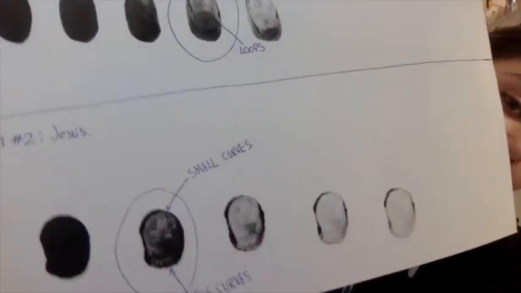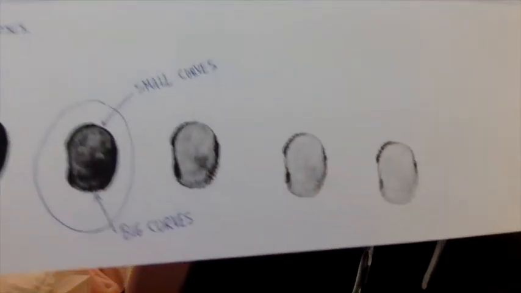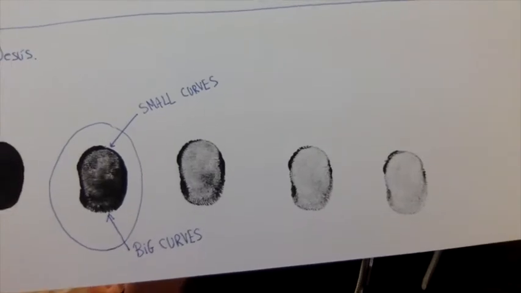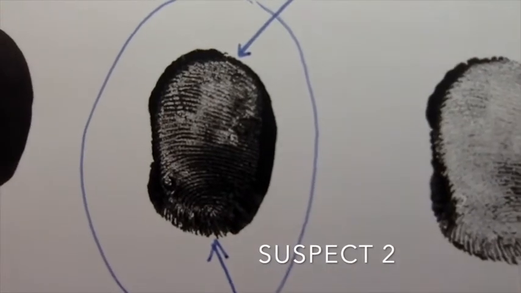We will compare the two. So here we can see that the first one has curves and loops. And this one, suspect number 2, has small curves and big curves at the end or at the bottom. You see? Now that we know how to look at fingerprints, next time you see a fingerprint on your cookie jar, you can see if it was you or if it was another person. So now it's time to test it out.